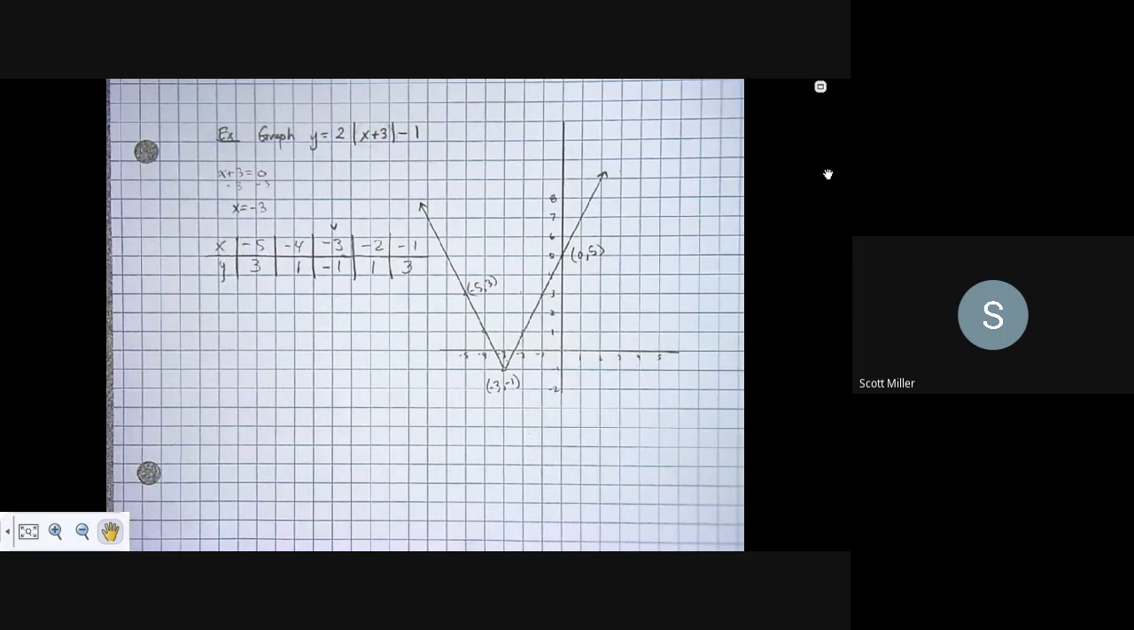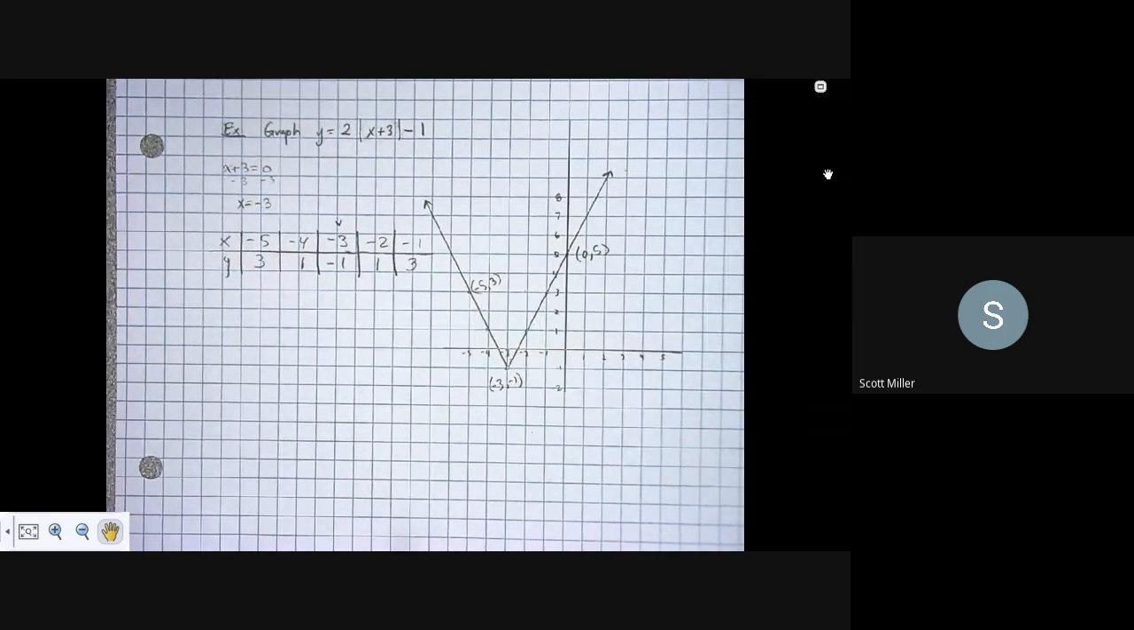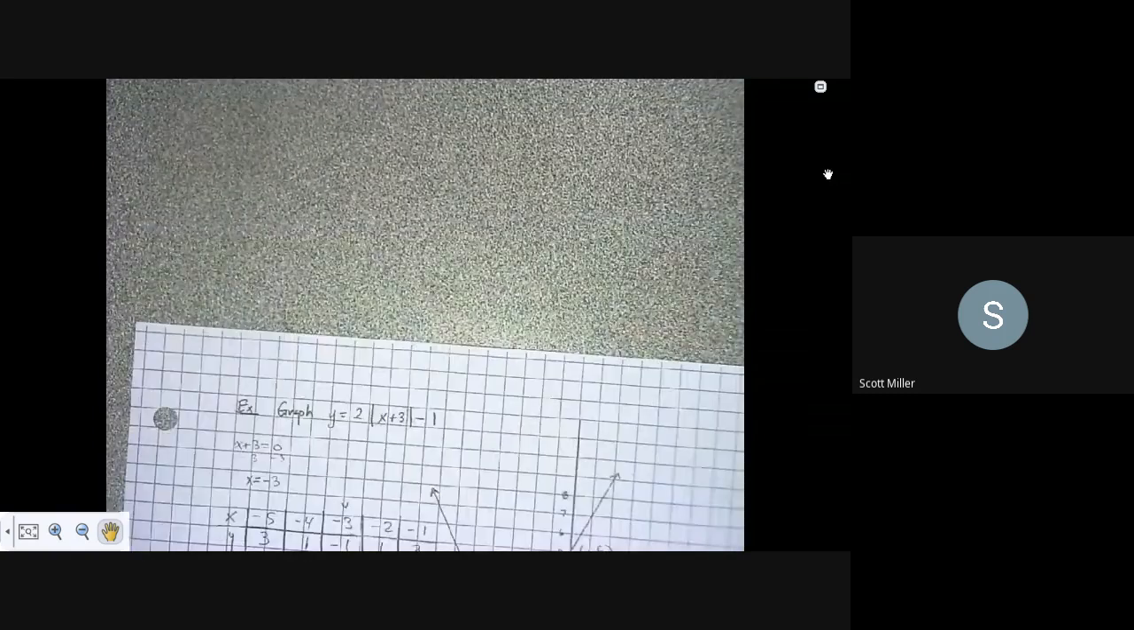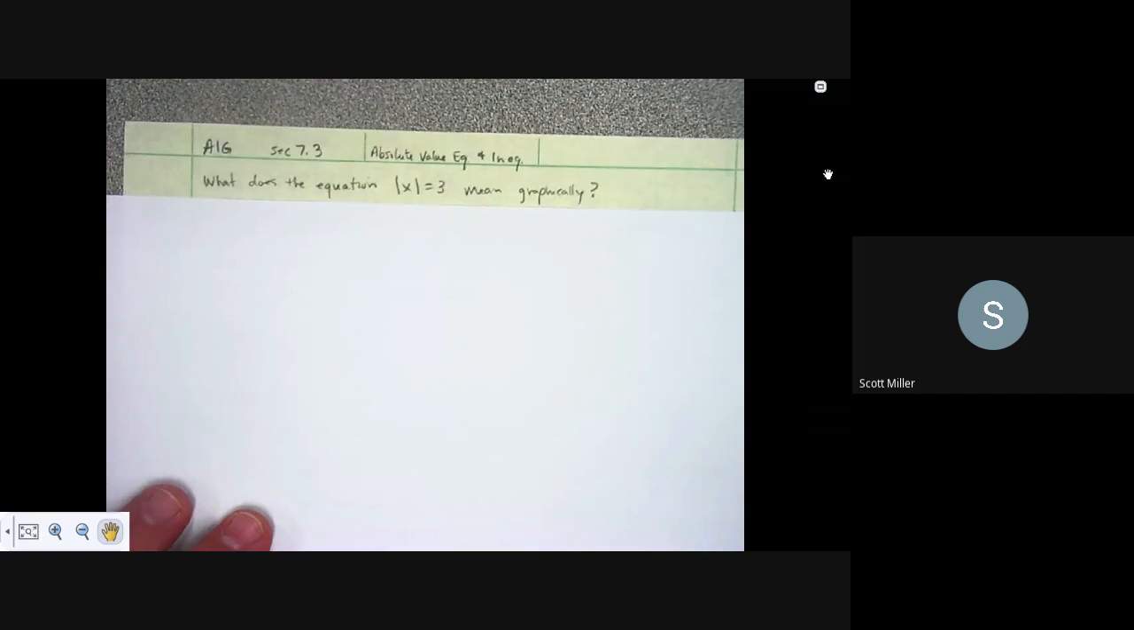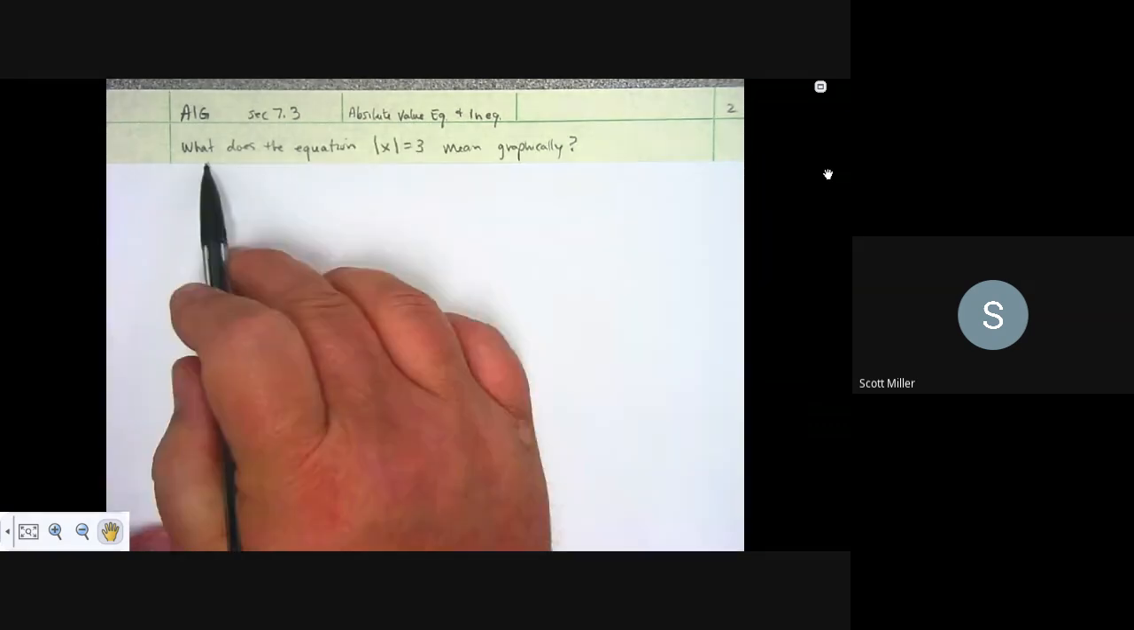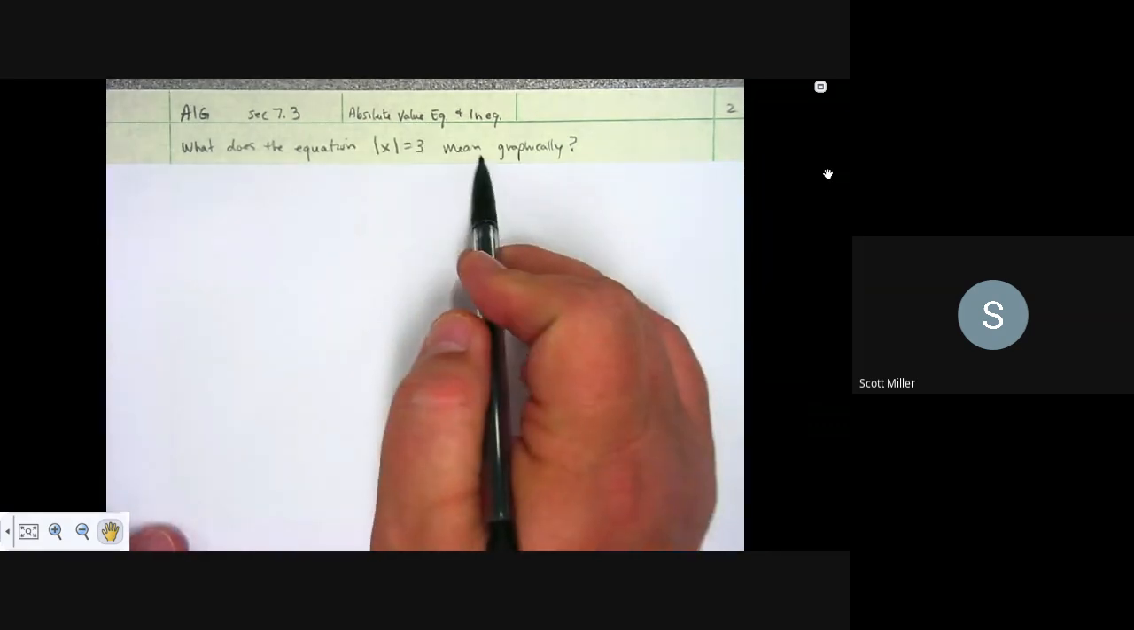Okay, so let's look at this absolute value stuff as equations now. So we're going to look at it and see what this means in this fashion. So let's take a look right here. We're going to change things. We're going to look at this equation now. I showed you how to graph an absolute value, but now I'm going to look at it as an absolute value equation. Notice there is no y anymore. What does this equation here mean graphically?